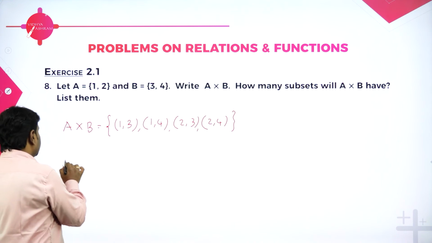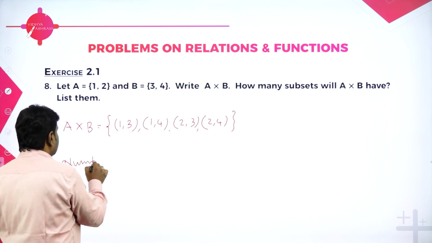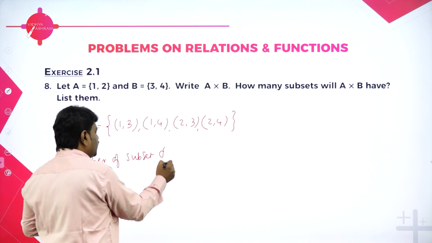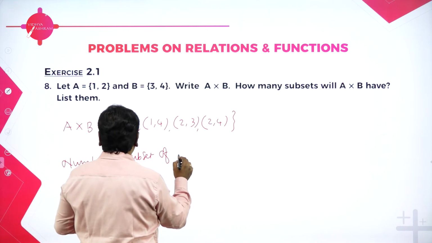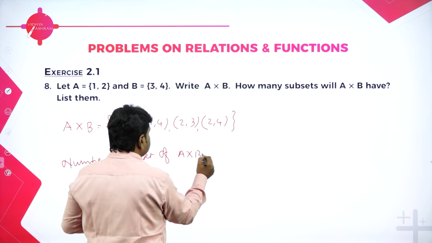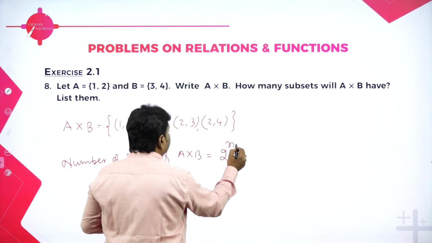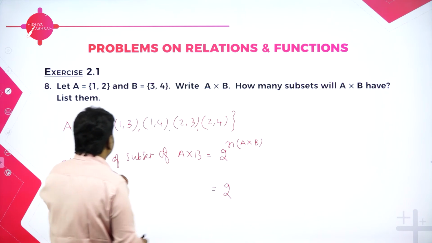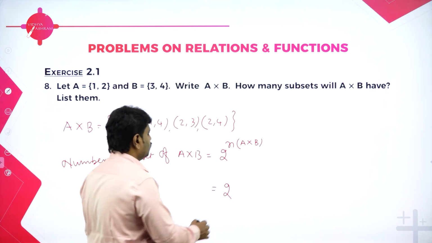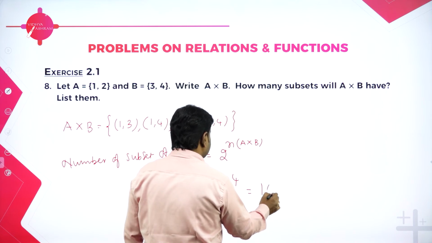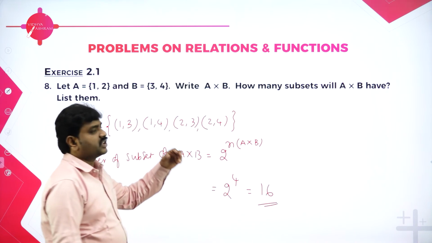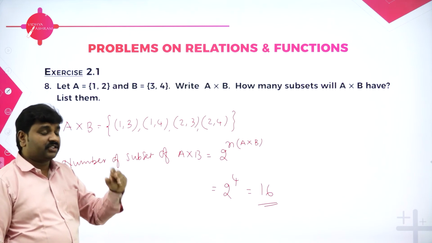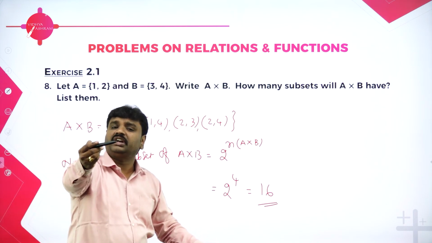So the number of subsets of any set A cross B is 2 power the number of elements in A cross B. That is 2 power, how many elements are there in A cross B? 1, 2, 3, 4. 2 power 4, that is 16. 16 different subsets are possible because we have 4 elements. If a set has n elements, the number of subsets is 2 to the power n. That's what you studied in set theory.